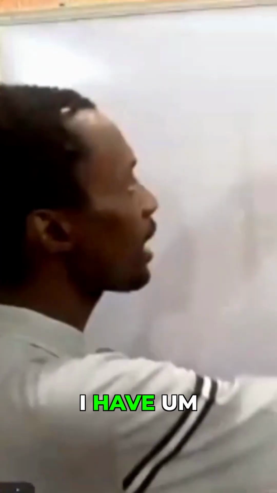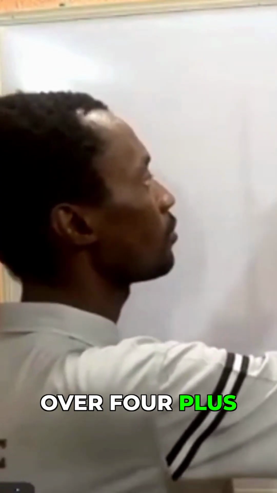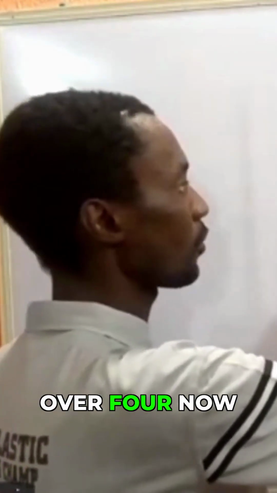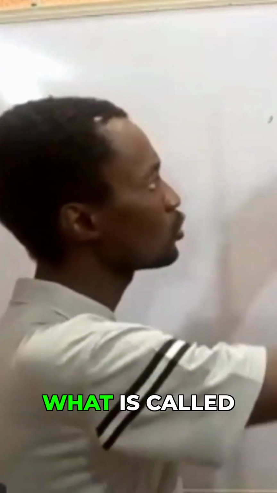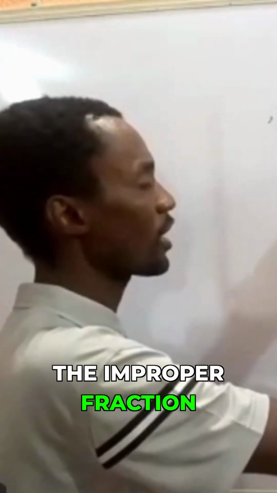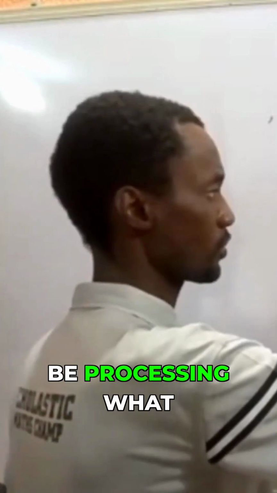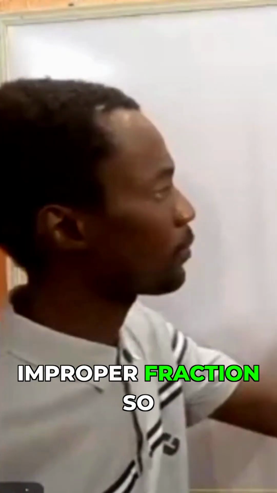Now, let's say you're given 11/4 plus, let's say you have 3/4. Now, this number is given to you in what is called an improper fraction, because I'm going to be processing what I'll be thinking in my head before I solve the problem. This is called an improper fraction.